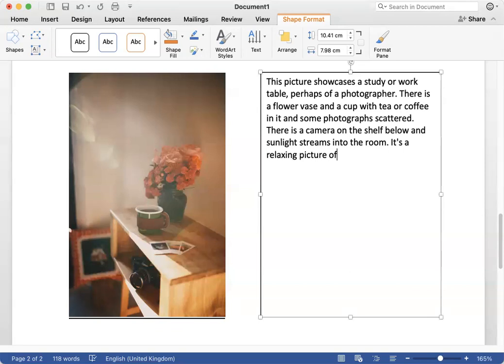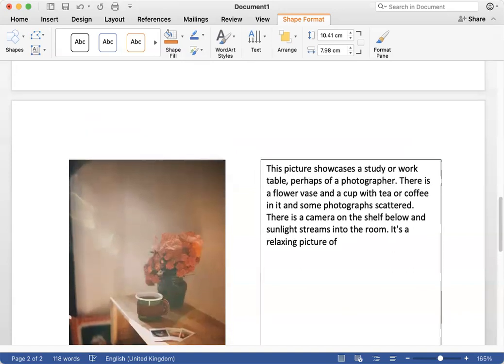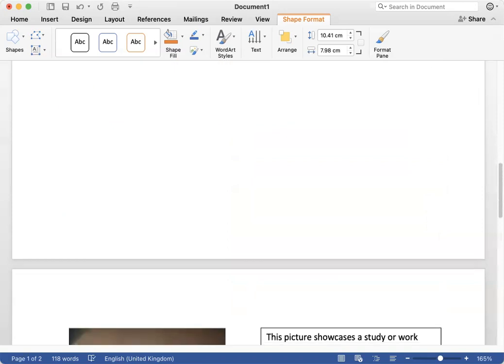We know it's morning because there is sunlight, and it looks like a regular morning because there's a cup of tea and there's a flower vase. So if I had more time, I would have spoken about how relaxing this picture is, and I could have probably described the pillow, the cushion in the background, right? Okay, so those were two quick descriptions of photographs.